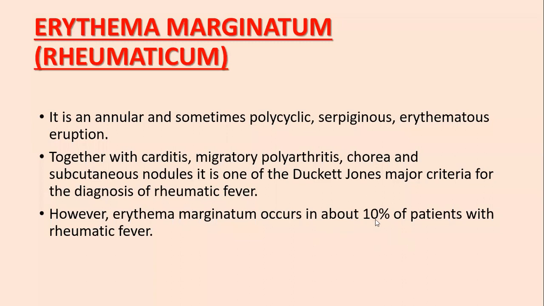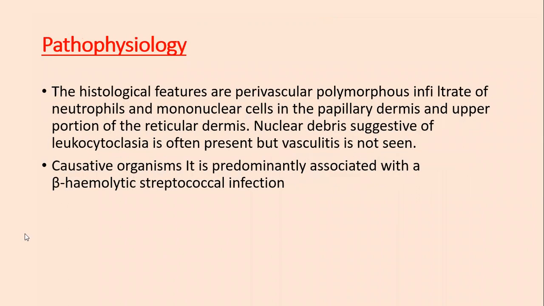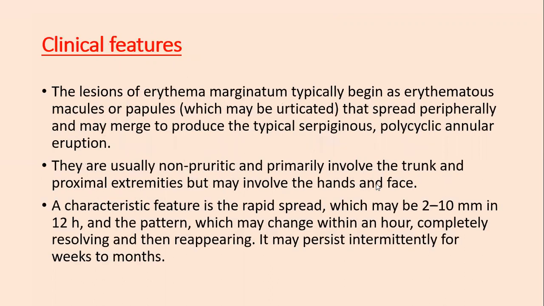However, it occurs only in 10% of patients with rheumatic fever. Since rheumatic fever is common in children, it is common in 5 to 15 years of age. Other diseases include psittacosis and angioedema. Histological features are again similar, which is perivascular polymorphic infiltrate of neutrophils and mononuclear cells. Causative organism is predominantly beta hemolytic streptococci.